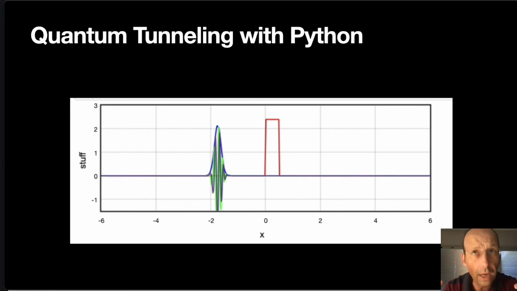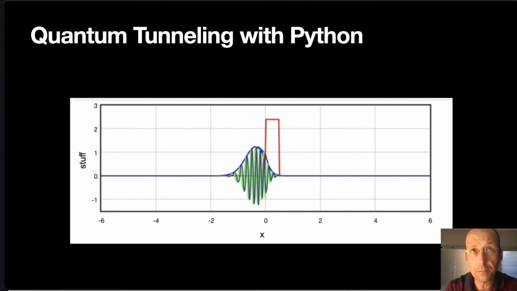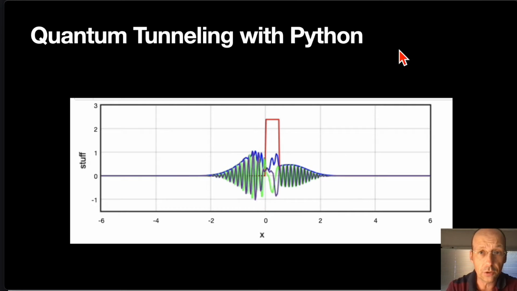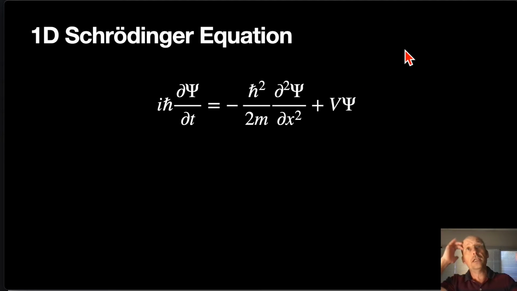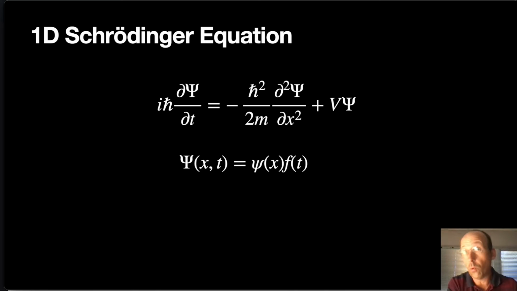I'm going to go quick. I've already talked about some of this stuff, so let's just get to it. So the most important thing is the one-dimensional Schrodinger equation. So this is the relationship, a differential equation for the wave function psi, which depends on both time and space. So we can assume that I could break this wave function into a space part, lowercase psi, and a time part, f of t.